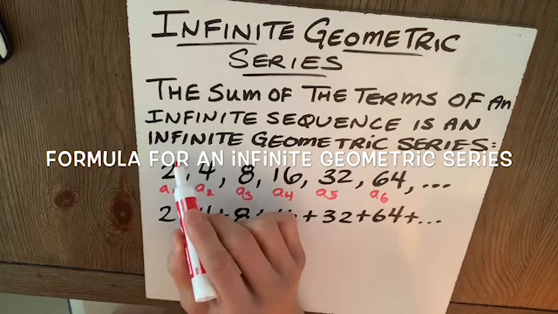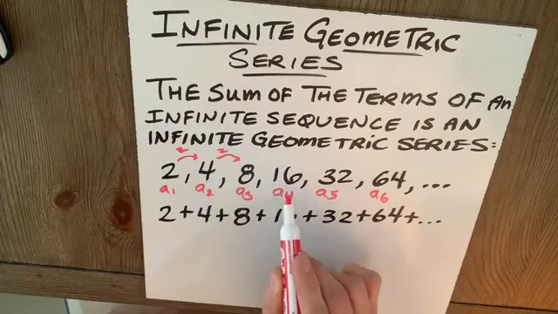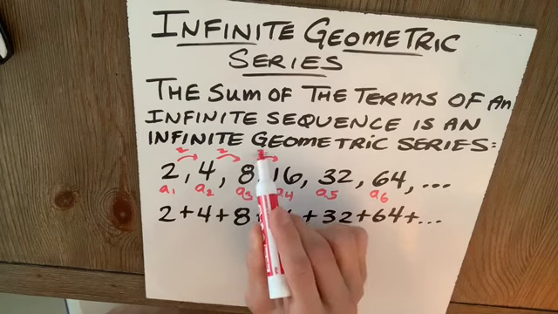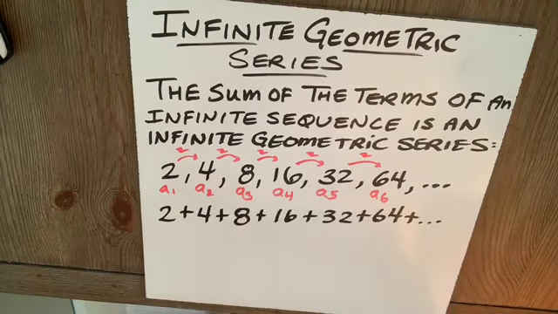A2 divided by A1 is 2. A3 divided by A2 is 2. A4 divided by A3 is 2. You can see that our common ratio is 2. So our multiplier is 2. Our next term, of course, would be 128, et cetera.